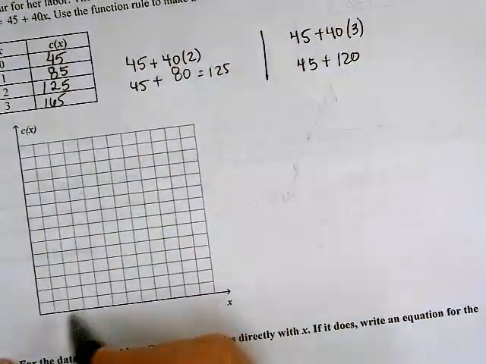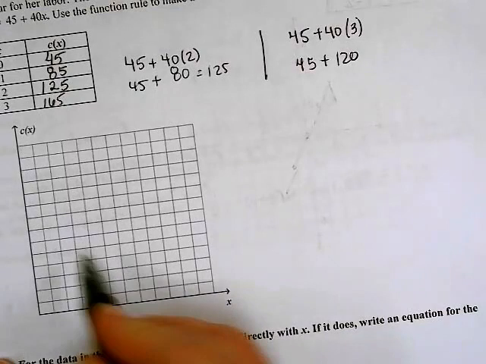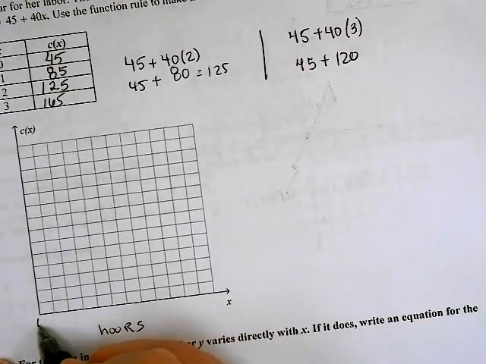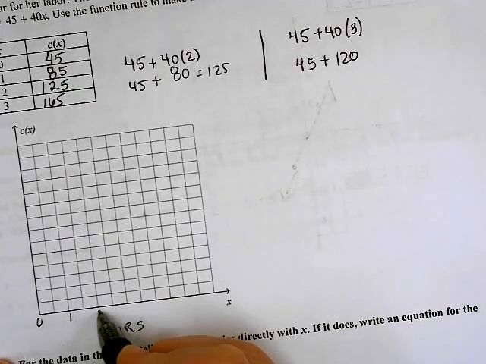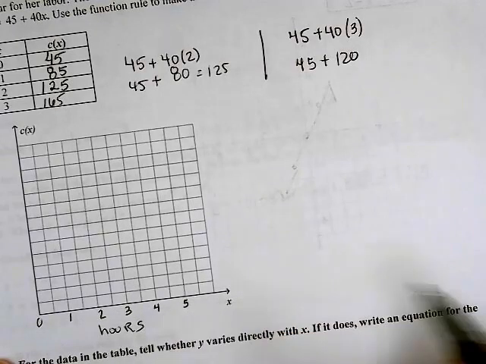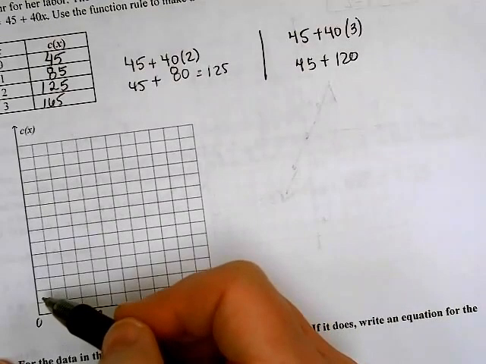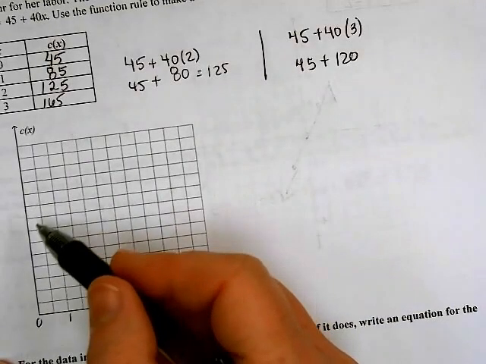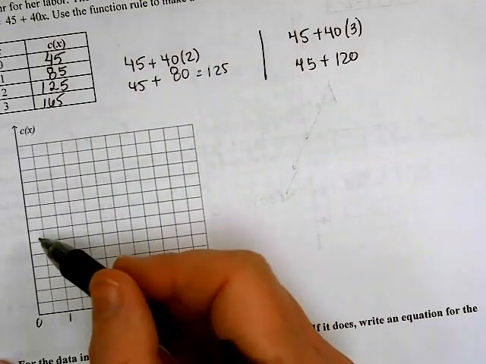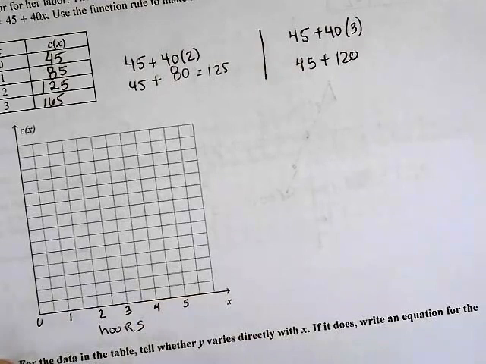Okay, so on the bottom we're going to have hours, and we're going to count: 0, 1 hour, 2 hours, 3 hours, 4 hours, 5 hours. And then on the side, I don't need to go 5, 10, 15, 20, or 10, 20, 30, 40. I'm going to count by 20s, but I'm only going to label every other line.